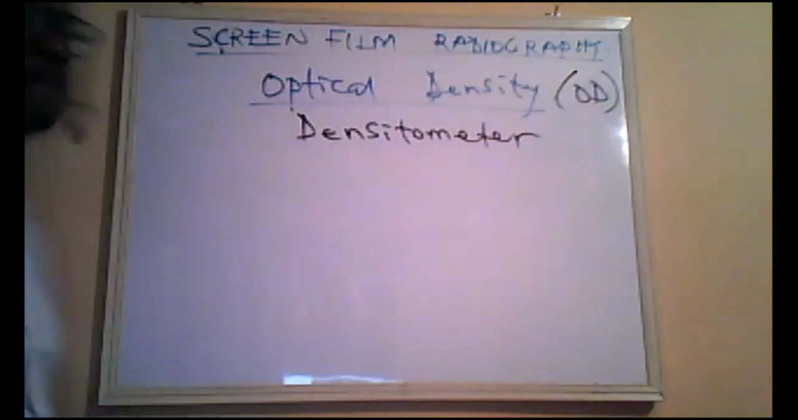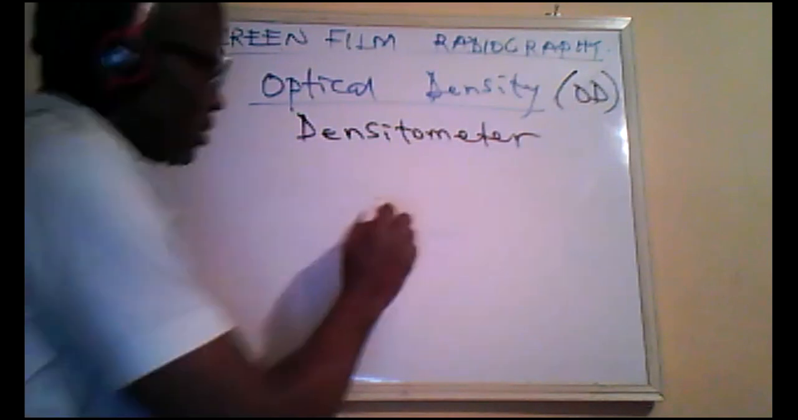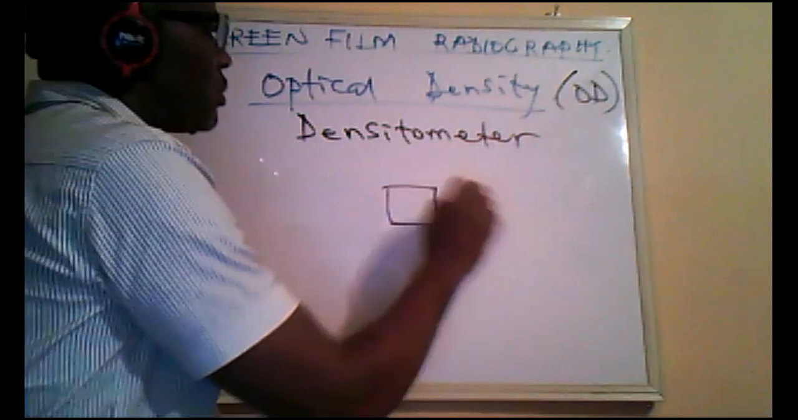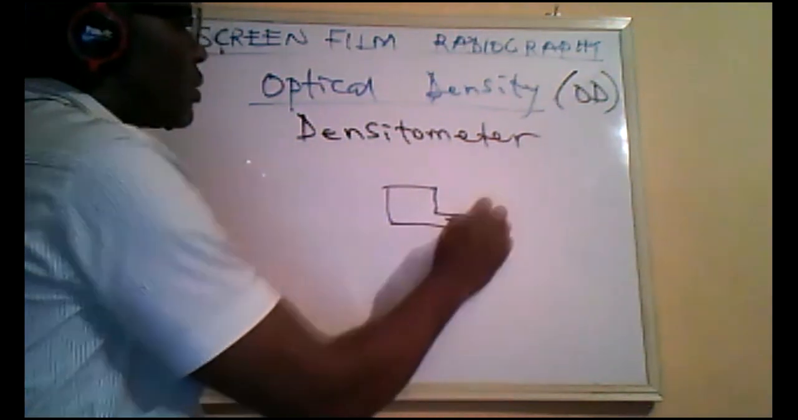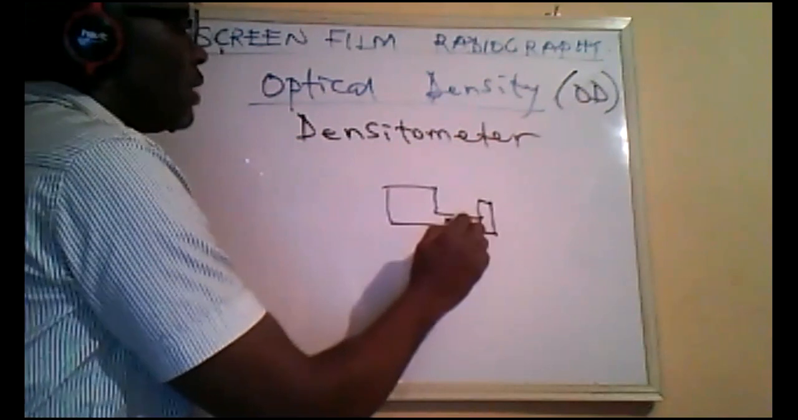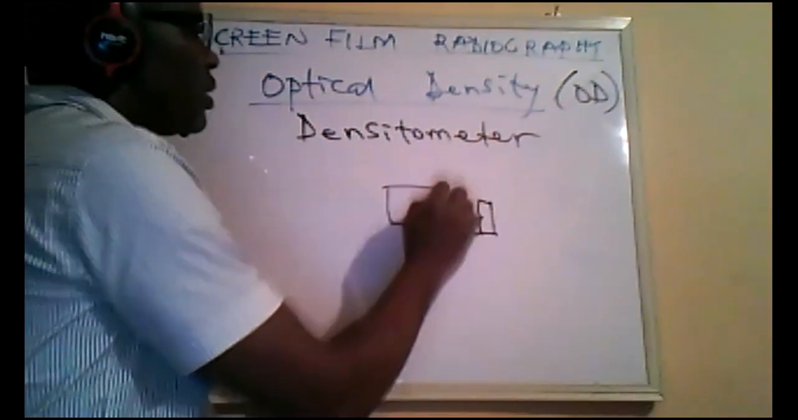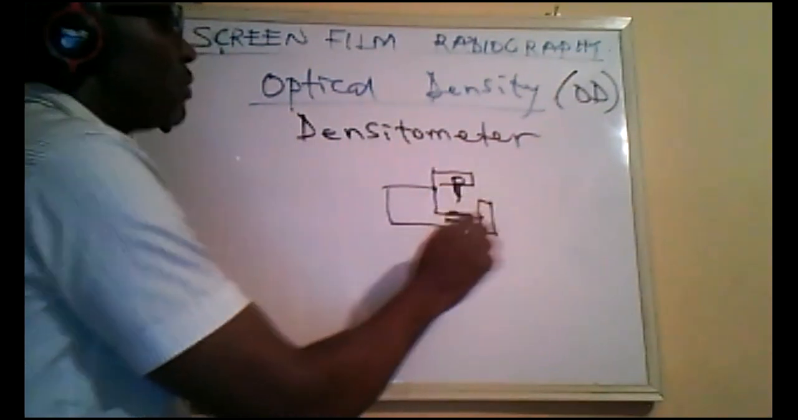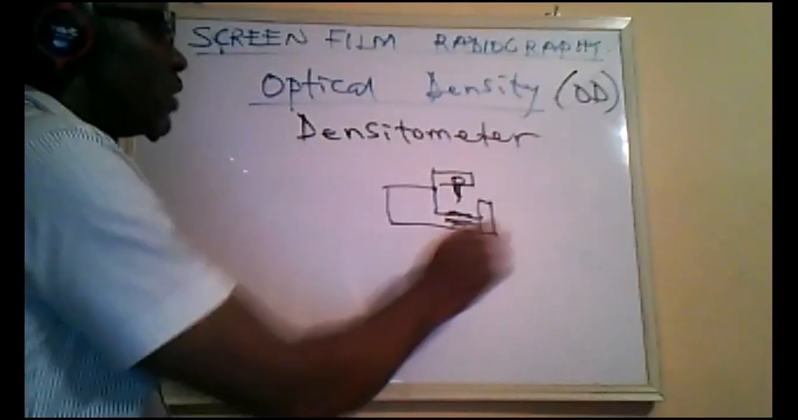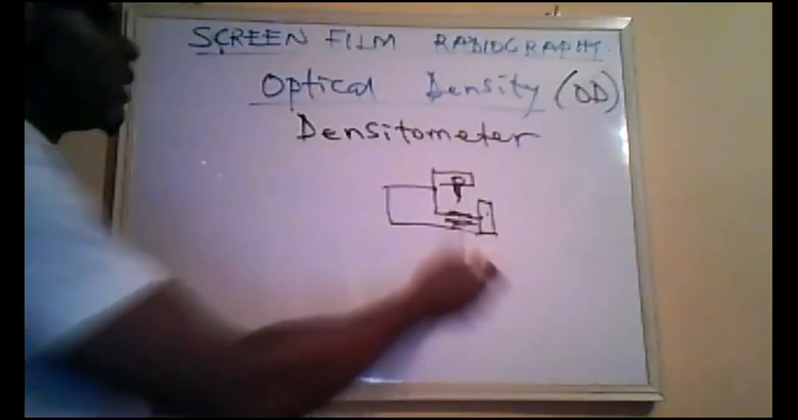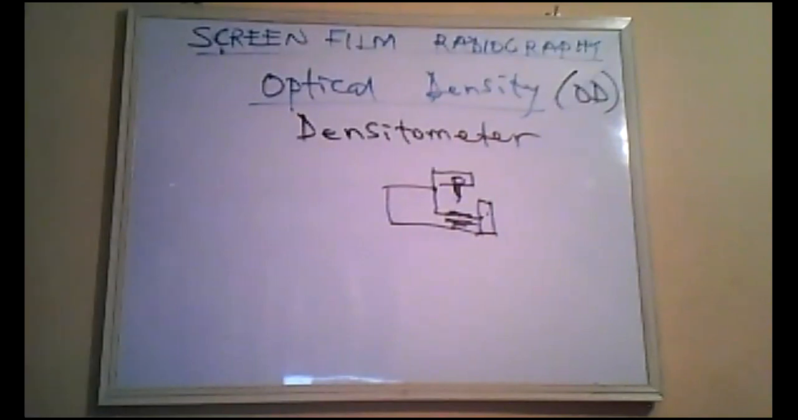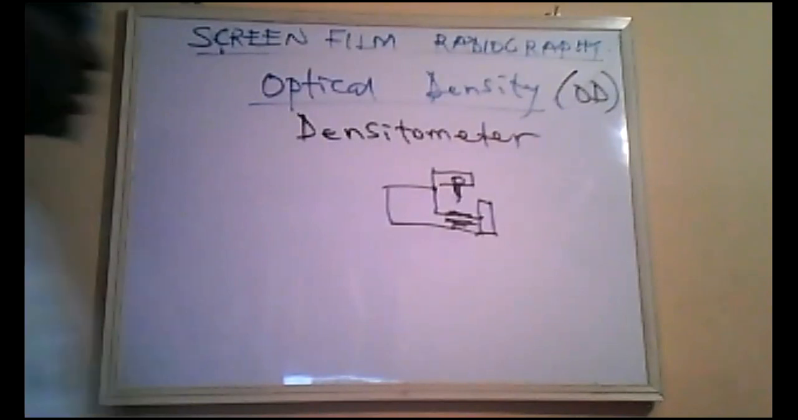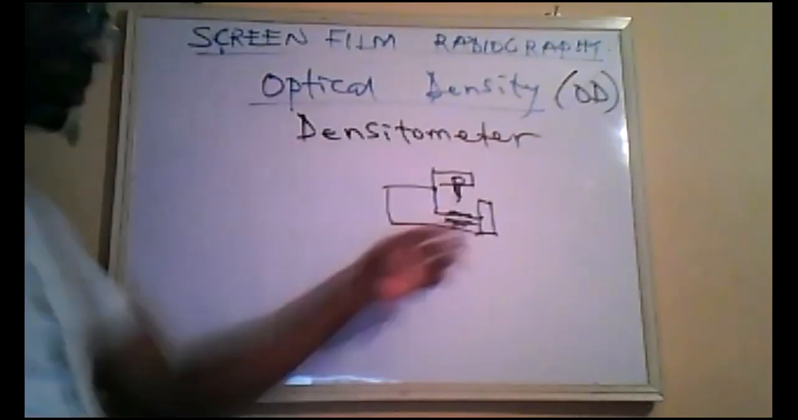It's actually a particular machine that has a slot here in which you put your film. This one has a light source here that shines on this film, and this one has a digital meter here. So when you shine a light on the film, maybe that has been exposed or not, it is going to give you a particular value of reading. The reading it gives you is a measure of the optical density.